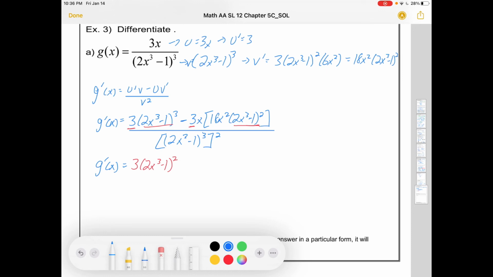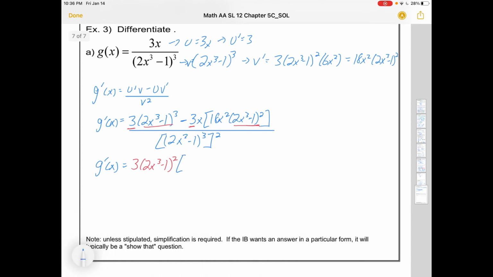Let's go through the process. What's that going to leave us? Well, in this first term, it's just going to leave us with 2x cubed minus 1. Okay. In the other term, it's going to leave us with the 3 will be gone here, but you'll still have an x times an 18x squared.